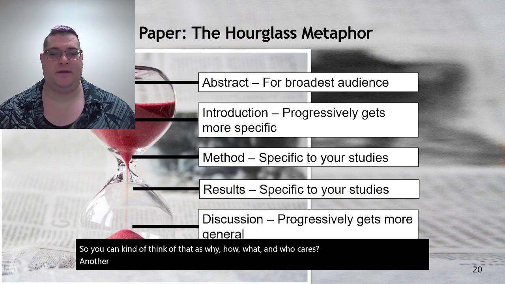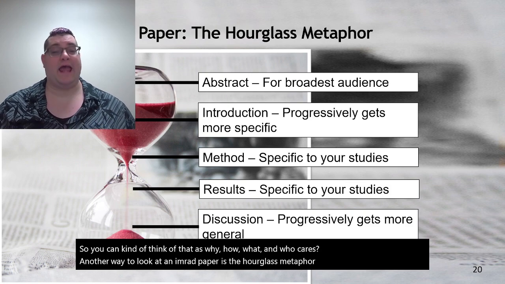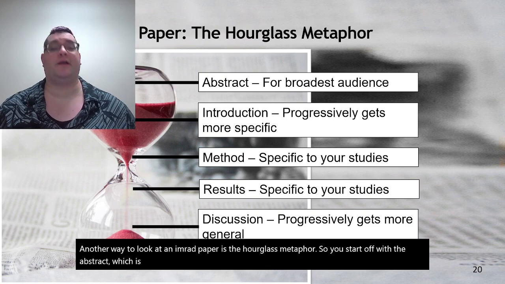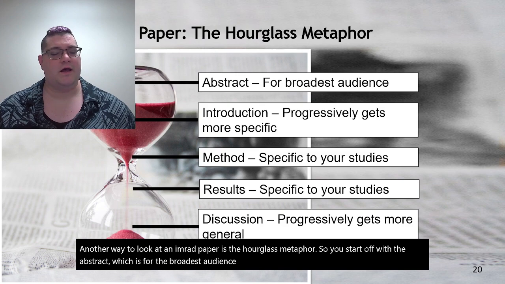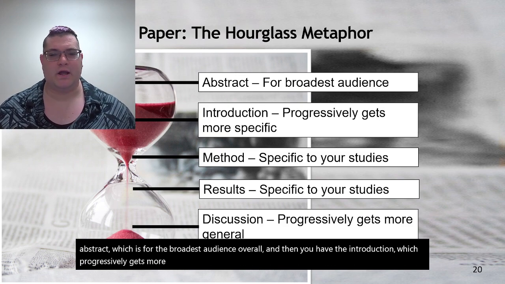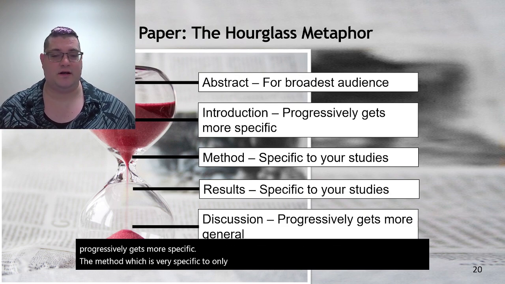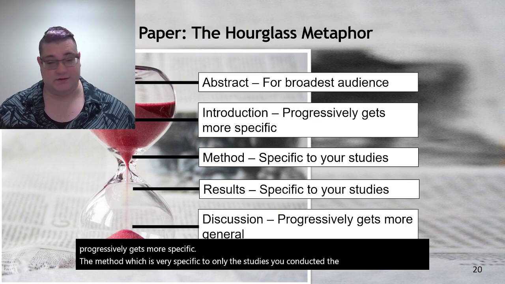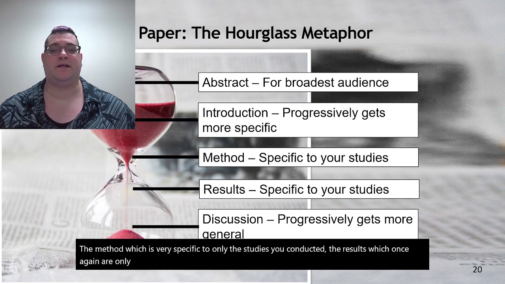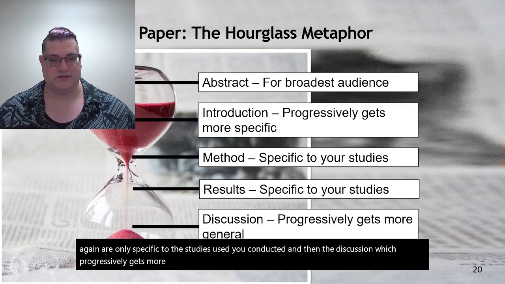Another way to look at an IMRAD paper is the hourglass metaphor. So you start off with the abstract, which is for the broadest audience overall. Then you have the introduction, which progressively gets more specific. The method, which is very specific to only the studies you conducted. The results, which once again are only specific to the studies you conducted. And then the discussion, which progressively gets more general as it goes on.